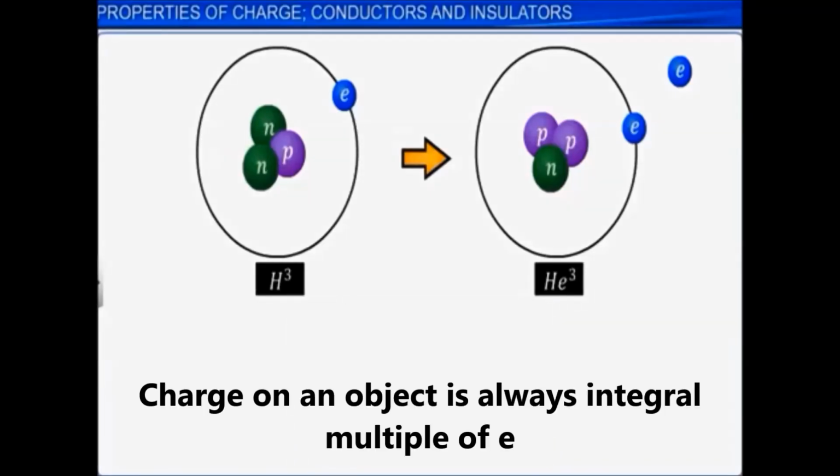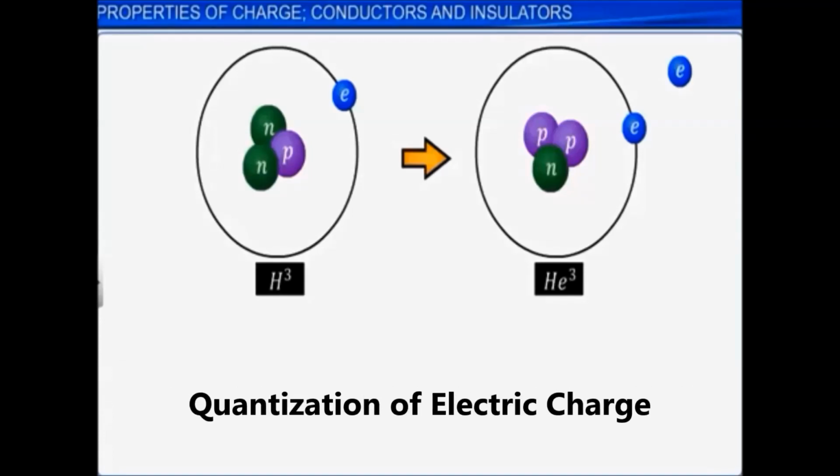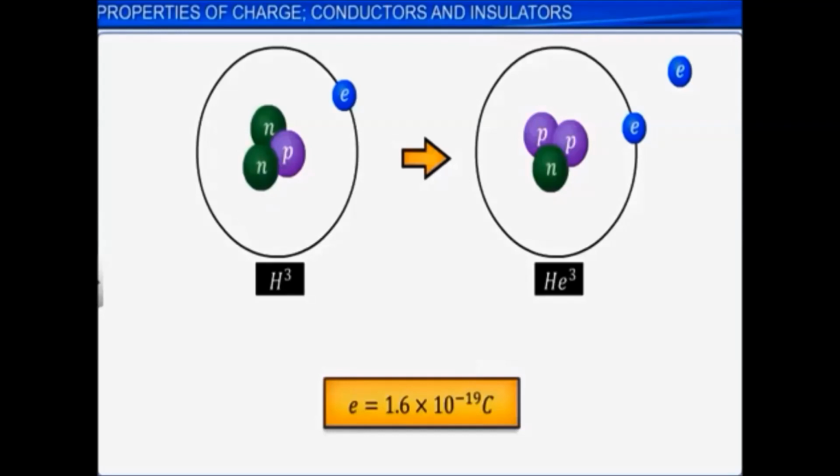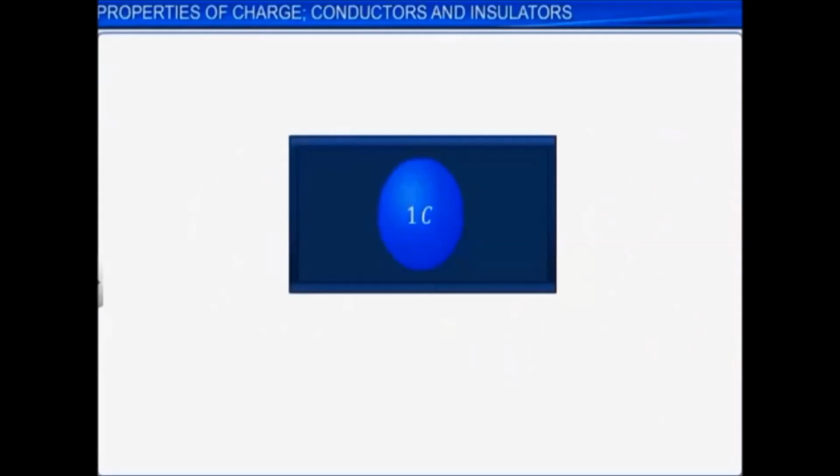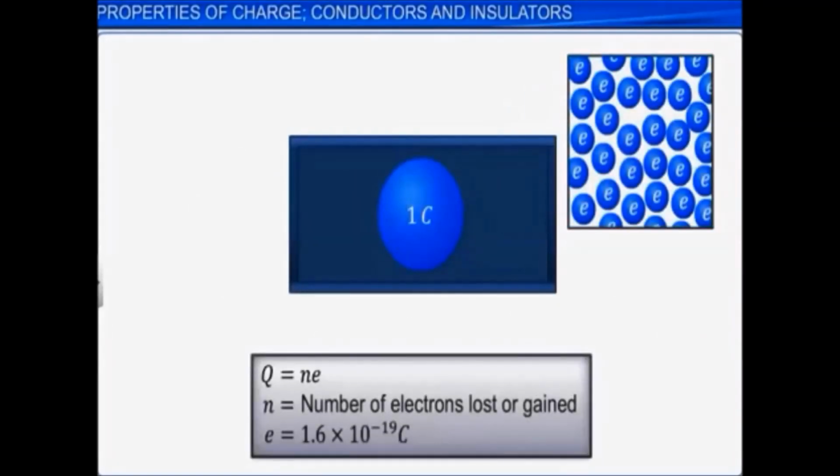The charge on an object is always an integral multiple of e. This property is called quantization of electric charge. The magnitude of this basic unit of charge e is equal to 1.6 into 10 to the power minus 19 coulomb. In an atom, the charge on a proton is positive and referred to as plus e, while the charge on an electron is negative and referred to as minus e. Thus, charge on an object Q is always equal to the product of the number of electrons gained or lost by it and the basic unit of charge, that is Q is equal to ne.